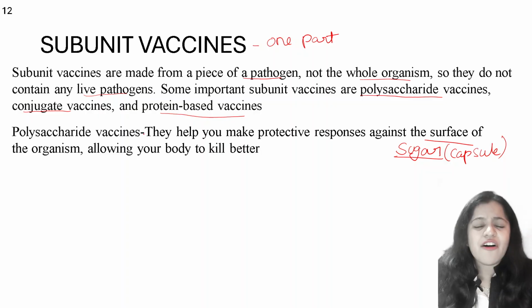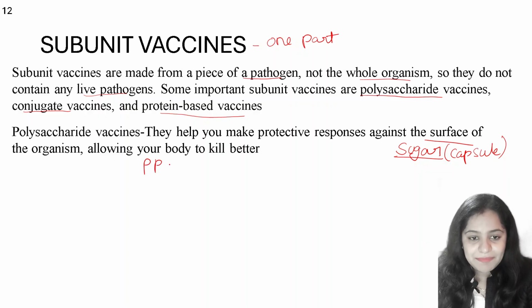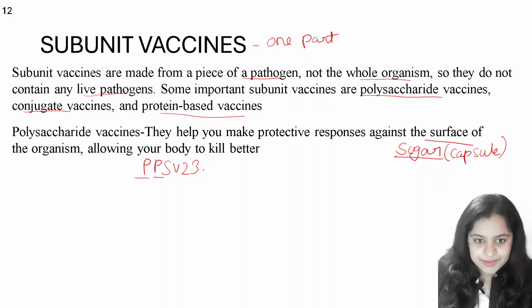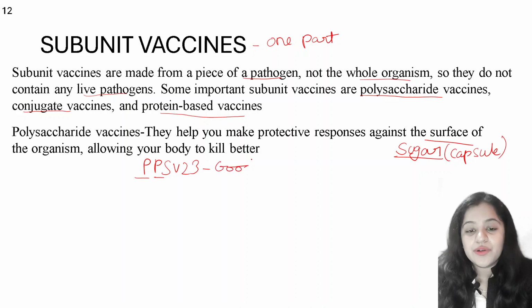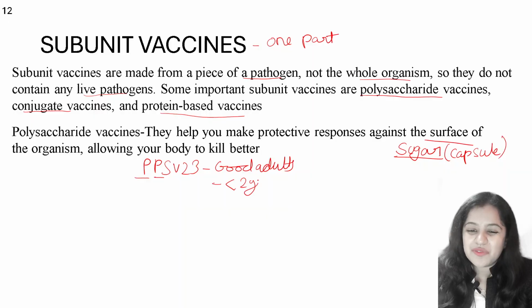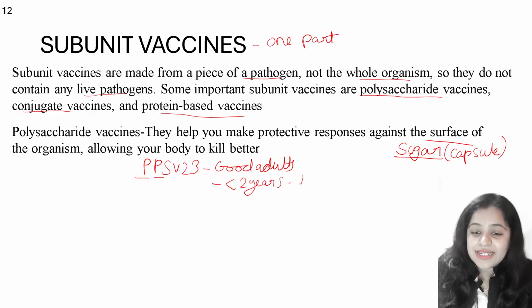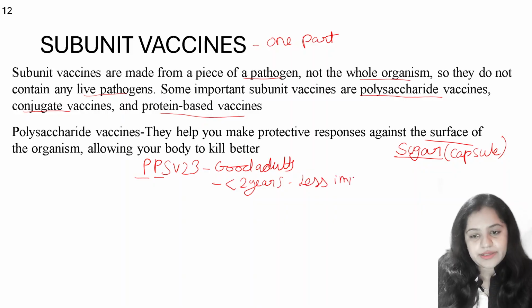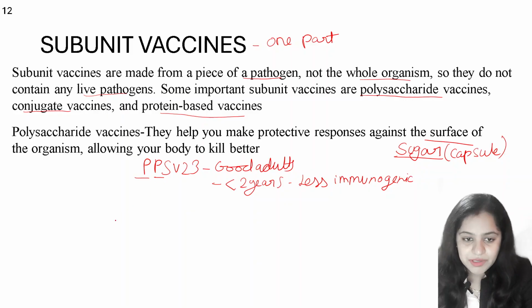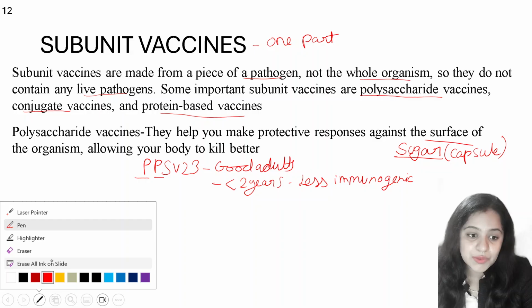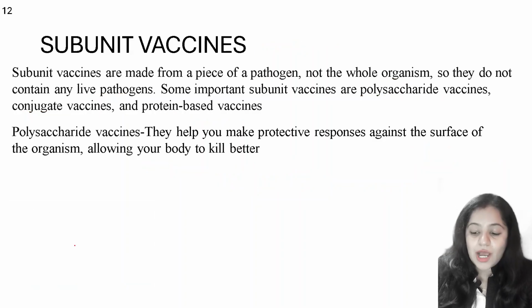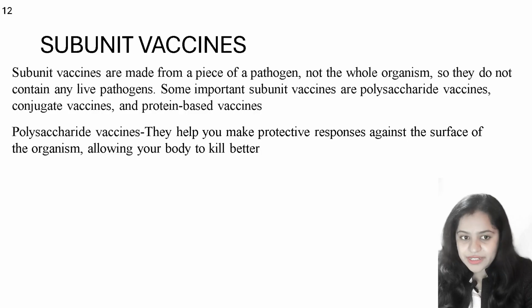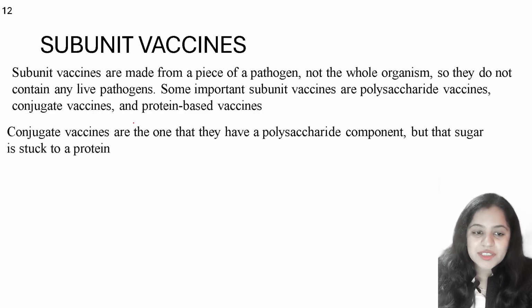Okay, a very good example of this is your PPSV 23, pneumococcal polysaccharide vaccine. Now, this is a very good vaccine for adults. But when it comes to children less than 2 years of age, it's not a good vaccine. It's less immunogenic. Now, we have a problem here because pneumococcus affects children less than 2 years also. So now we need to add something to it. That's when we have the concept of conjugate vaccine.